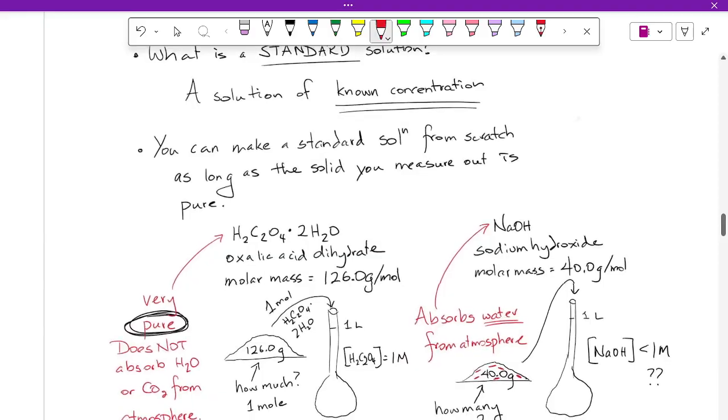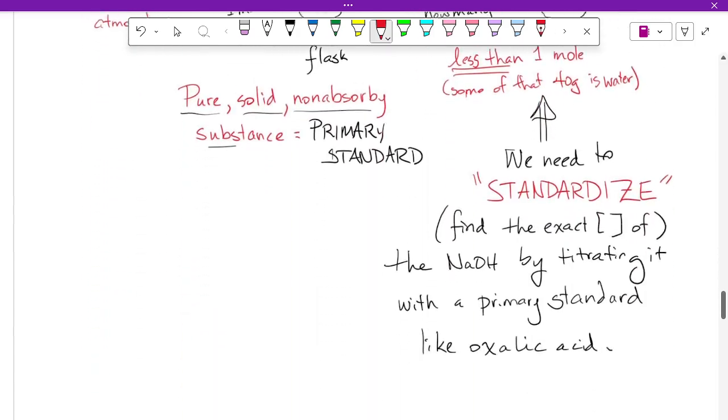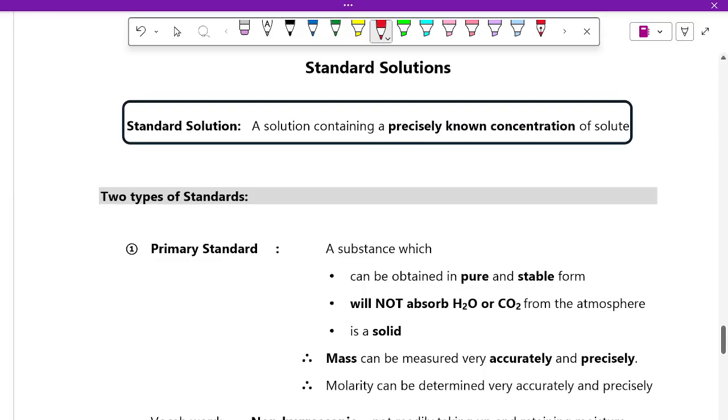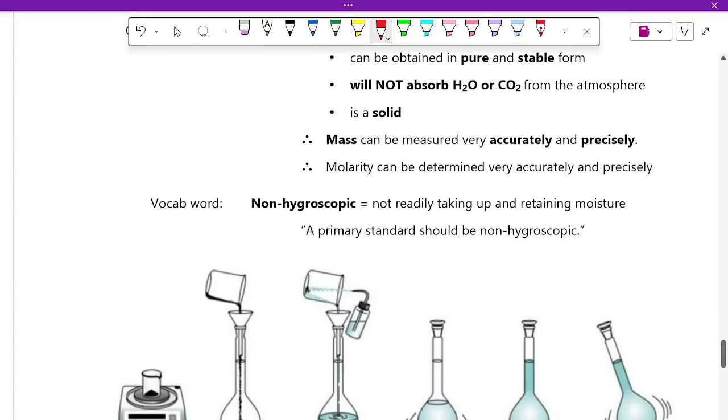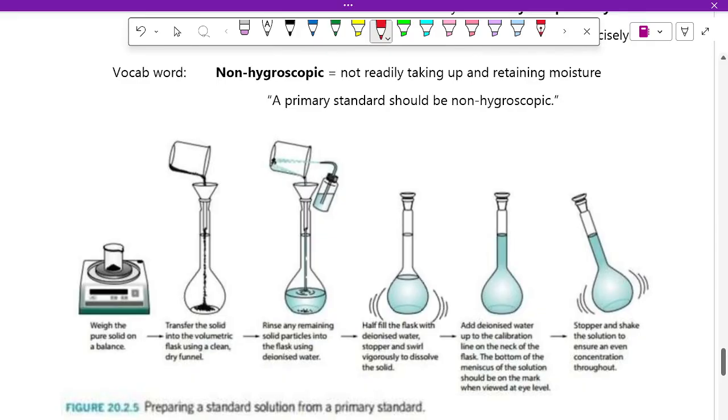And then this is just a little picture of what is happening here. I don't know why I have that page, but it made an even number of pages. There is a description here of the primary standard, a description of non-hygroscopic, and the procedure has a lovely little picture down at the bottom. You should know that procedure. That is what you're going to be doing in your lab on Monday. In your lab on Monday, you're going to be making that solution.